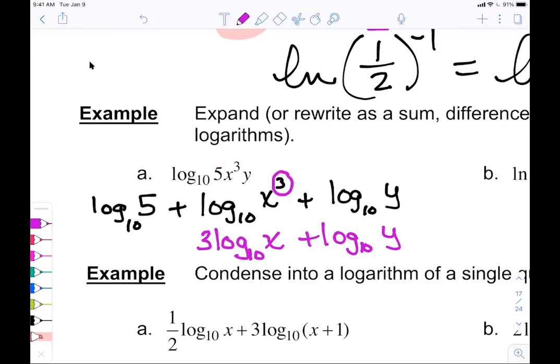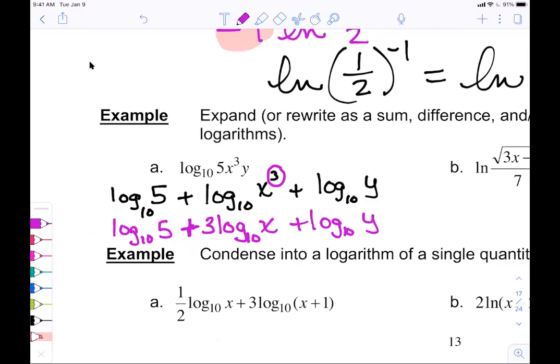And then we would have the log base 10 of 5. So log base 10 of 5 plus 3 log base 10 of x plus log base 10 of y. So that's expanding it, or writing it as a sum in this case, of multiple logarithms.